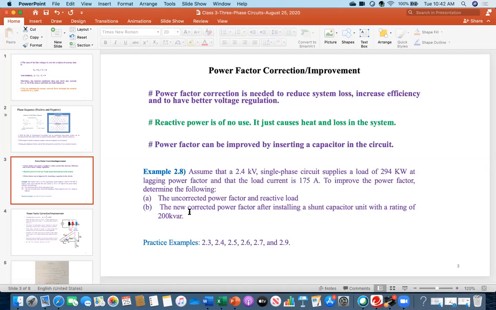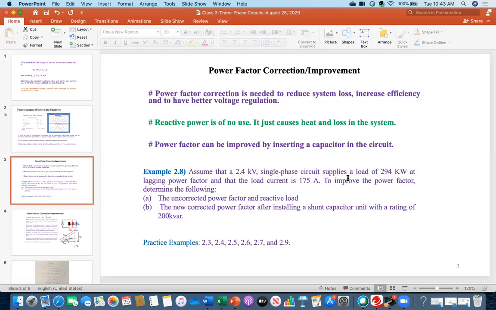First question, what was the uncorrected power factor and reactive load? The second question is the new corrected power factor after installing a shunt capacitor unit with a rating of 200 kilowatt. So everybody understand the problem. You have a single phase system. This is your load, 294 kilowatt. This means this is the P value, real power. And this is the voltage. And clearly it says it has a lagging power factor. And then the current value is 175.